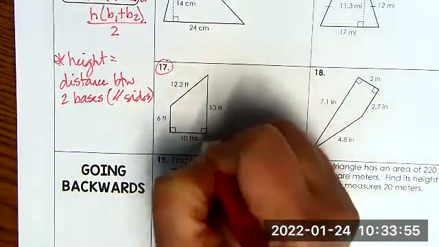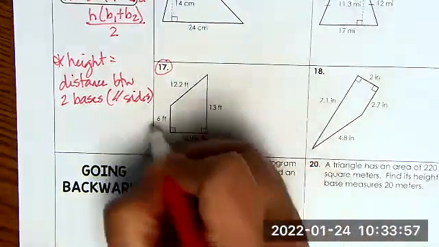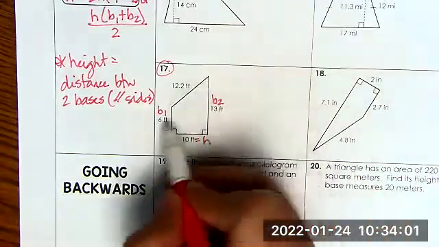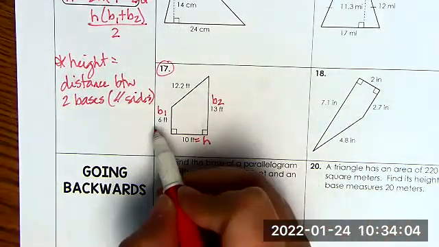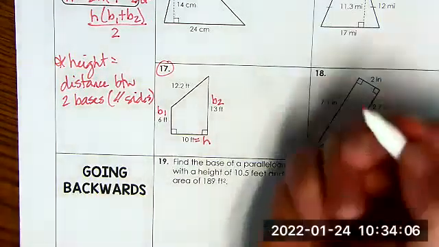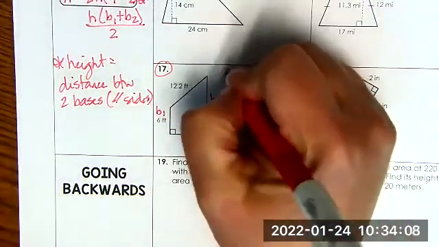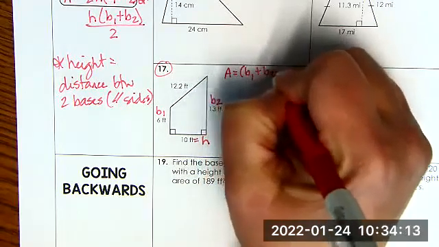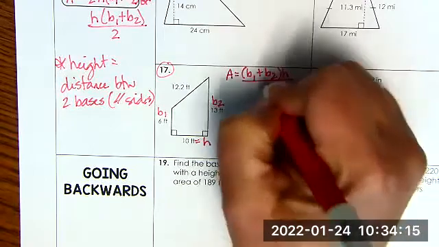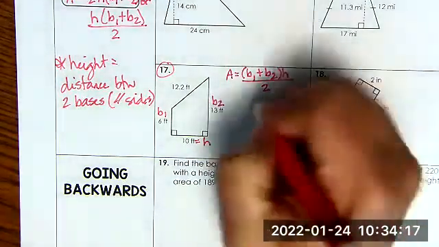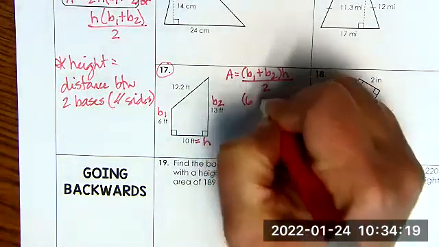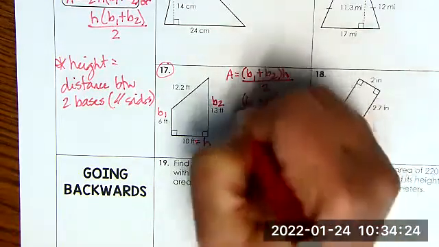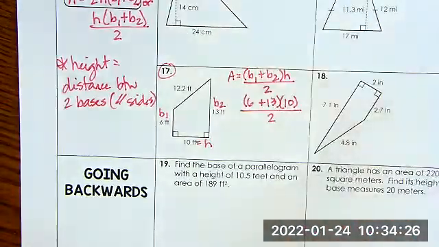So here is my height, which means here is B1, here is B2. Now the bases could be interchangeable. This could be 1 and this could be 2. That's not a problem. Okay, here we go. So now we write our formula. B1 plus B2 times the height, all divided by 2. I'll also write it that way. So we have 6 plus 13 times 10 all over 2.